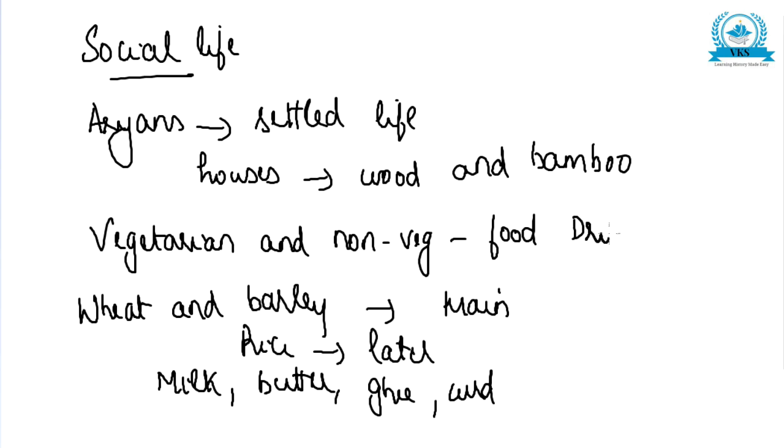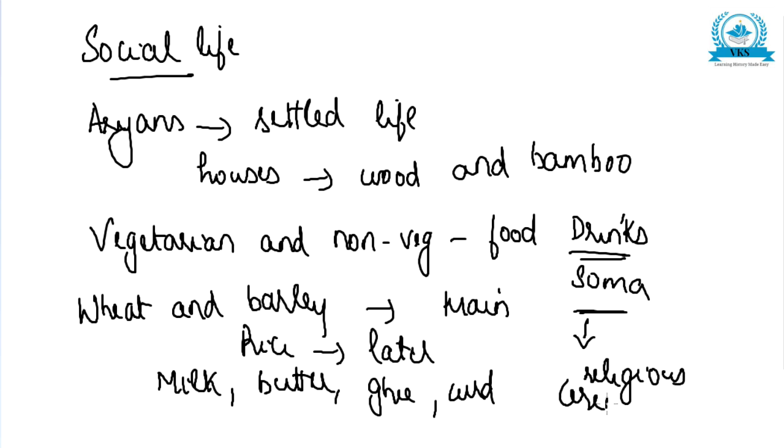And they also used some kind of drink called Soma, an accelerating juice of a hill plant. It was a kind of intoxicating drink, and the use of Soma was restricted only to religious ceremonies. There was also one more drink called Sura, also a mild intoxicating drink. So these were the two intoxicating drinks used during that time, Soma and Sura.